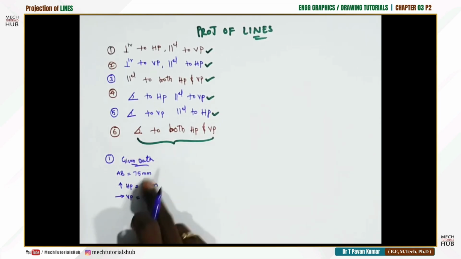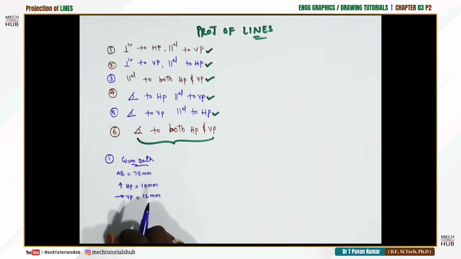A line AB of 75 mm, placed at a distance of 10 mm above HP and 12 mm in front of VP, which is perpendicular to HP and parallel to VP. Draw its projections. That is the question. If that is the case, what do you need to do?